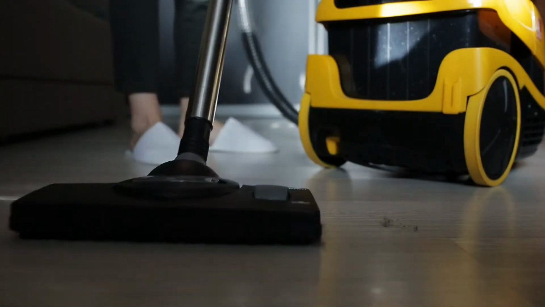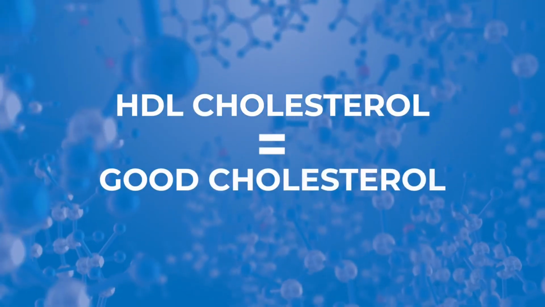HDL cholesterol, on the other hand, acts like a scavenger. Think of it like a vacuum cleaner for our body. What HDL does is that it goes to all the organs in our body and collects the excess cholesterol and transports it back to the liver. This way, it helps to prevent buildup of fat deposits in our blood vessels. And that's why HDL cholesterol is referred to as the good cholesterol.